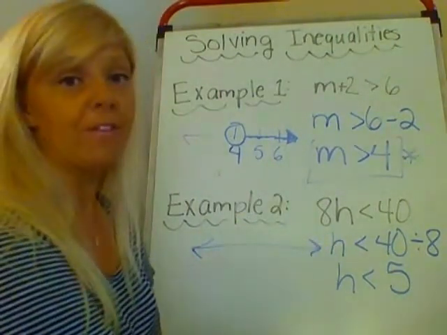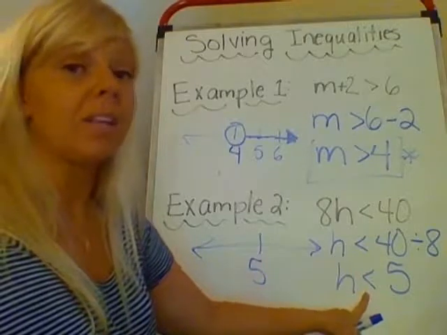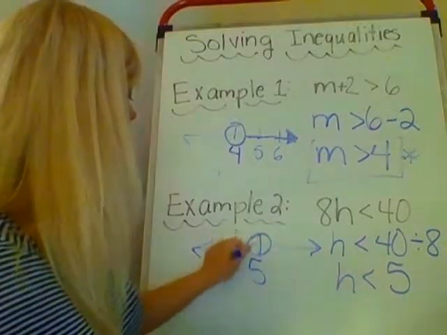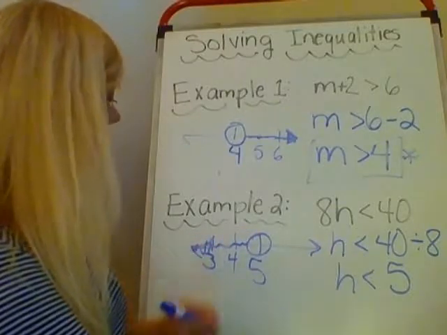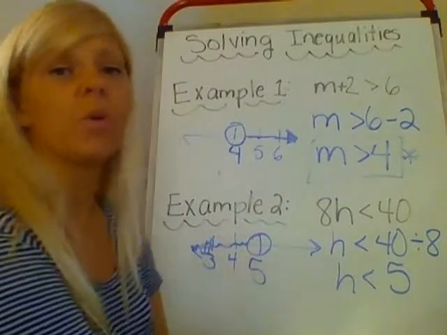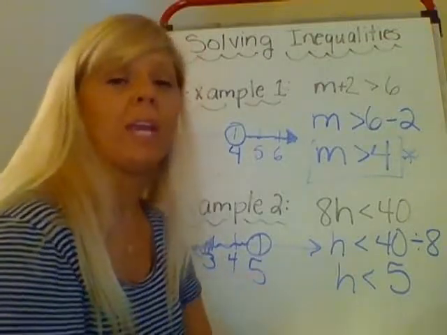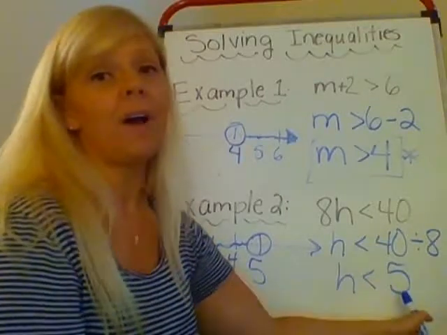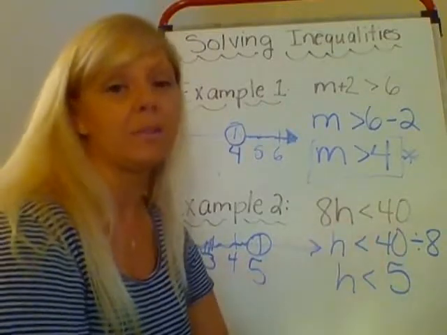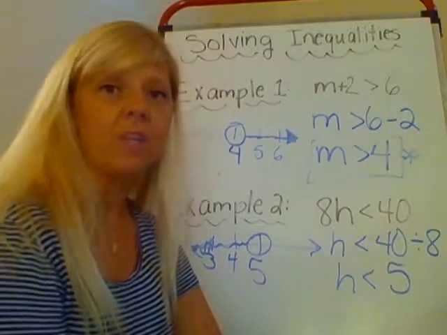Same thing here. If I want to graph this, again, I'm going to put an open dot on 5. That means any number less than 5. So 4 works, 3 works, and so on. All of these numbers are going to work, including my decimals. So 4.5, 4.7, 4.8, 4.9, 4.99. Any number less than 5 times 8 will make it less than 40. And that is a short lesson on how to solve inequalities.